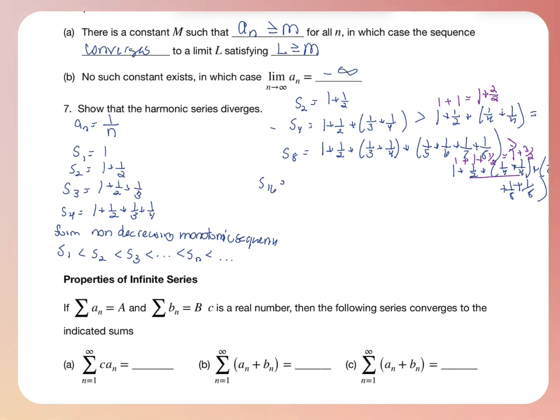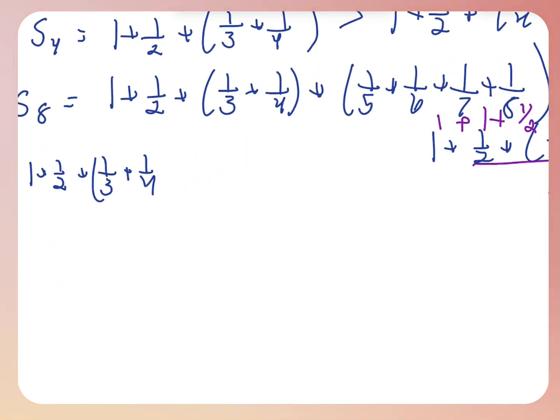So if I wrote out the partial sum, the series, S of 16, that would give me 1 plus 1 half plus 1/3 plus 1/4 plus 1/5 plus 1/6 plus 1/7 plus 1/8 plus, and then we'll put the rest of them in another group, 1/9, 1/10, 1/11, 1/12, all the way up to 1/16.